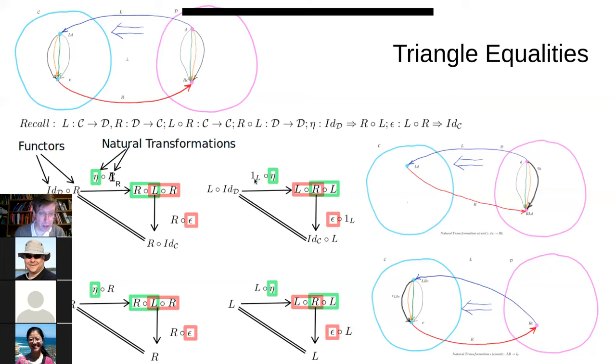One L, it doesn't change L. It's the identity natural transformation. So it turns L into L. Ada, what does Ada do? Well, it consumes the IDD and it puts out RL. So here we get RL. So we get LRL. Okay, look at that. Now we have LRL. Oh boy.